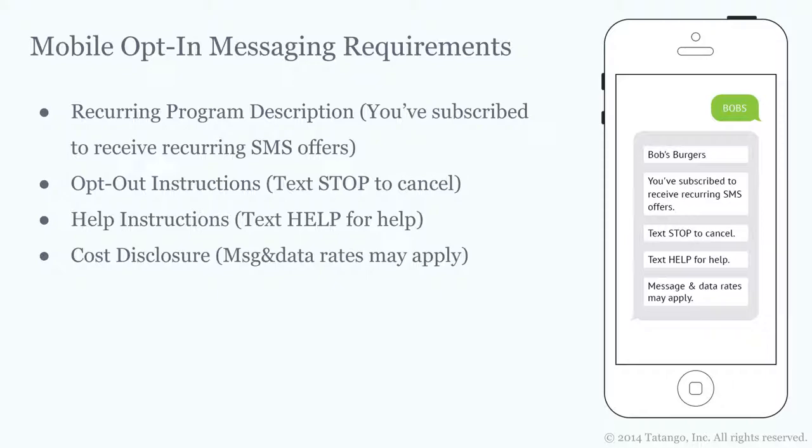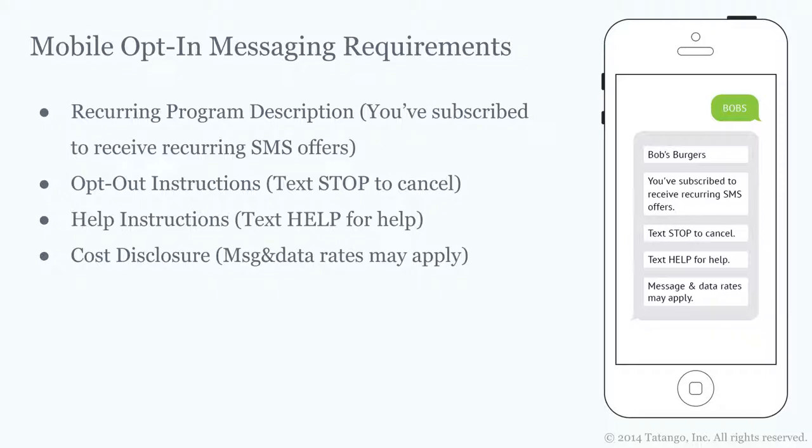Second thing here is opt-out instructions, just something similar to text stop to cancel, which, as you can see on the right-hand side there, is text stop to cancel. Help instructions: text help for help. You can also put a toll-free phone number, it has to be toll-free, or an email address for help.